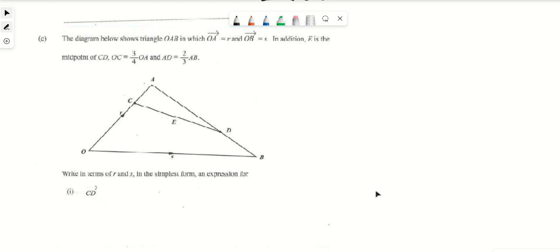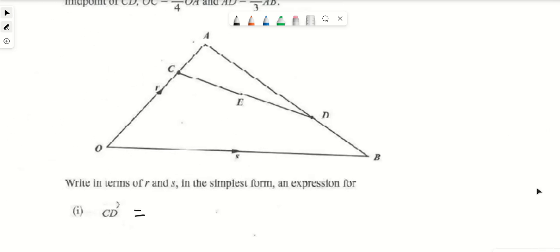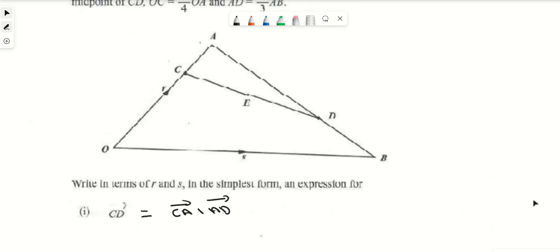So they want CD. Right, they want this. So we're going from C to A to D. So CD is equal to CA plus AD. Now, first off, they already told us what CA is, right?